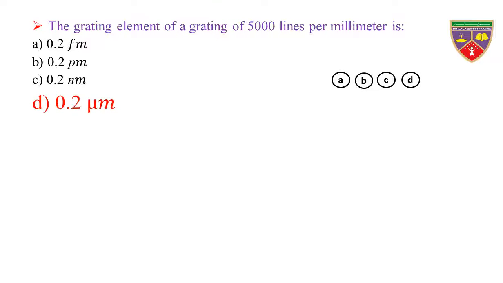The grating element of a grating of 5000 lines per millimeter is: option A 0.2 femtometer, option B 0.2 picometer, option C 0.2 nanometer, option D 0.2 micrometers. The key is 0.2 micrometers. Therefore, the correct option is D.